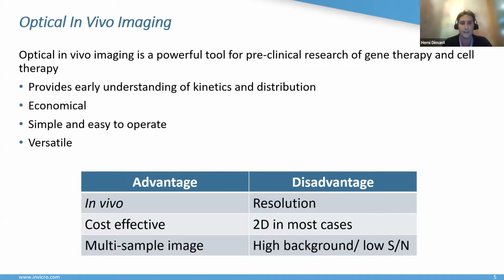very versatile. The advantages of optical in vivo imaging are that it's in vivo, it's cost effective, and you can image multiple samples, basically several animals at once. The disadvantage is the resolution, which is not high. In most cases it's just 2D. Basically, you're imaging the face of the animal. And for fluorescence, more than bioluminescence, you have high background and low signal to noise.